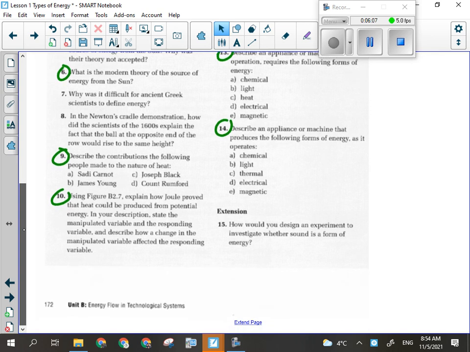All right. So Joule proved that heat could be produced from potential energy with his falling block apparatus. Okay. So we need to explain how that worked. Well, when I move the falling block up and away, what have I done? I've given it potential energy. I've done work, transferred mechanical energy to the falling block.